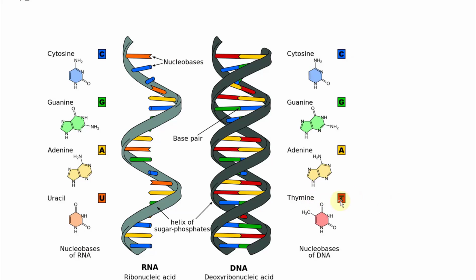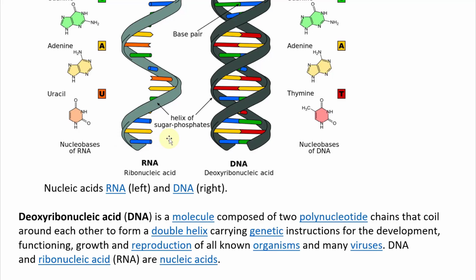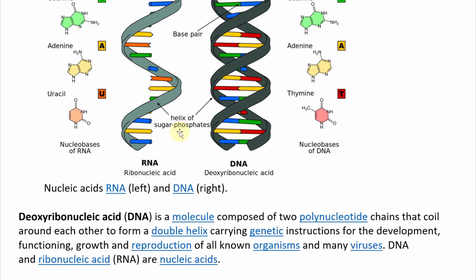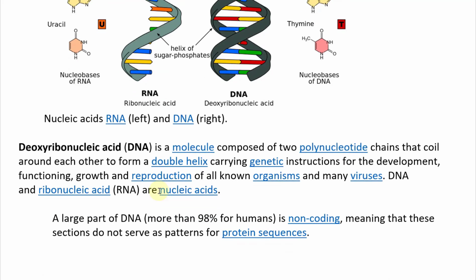The only difference is the thymine is different, the T. So the uracil is replaced with thymine here, T, and this one is a pyrimidine, and this is a purine, and so on, because it's the fused ring, and these are simple rings. It's very interesting here. And here, the helix of sugar phosphates. So the sugar and phosphate make up the backbone of these nucleic acids. So let's go further.